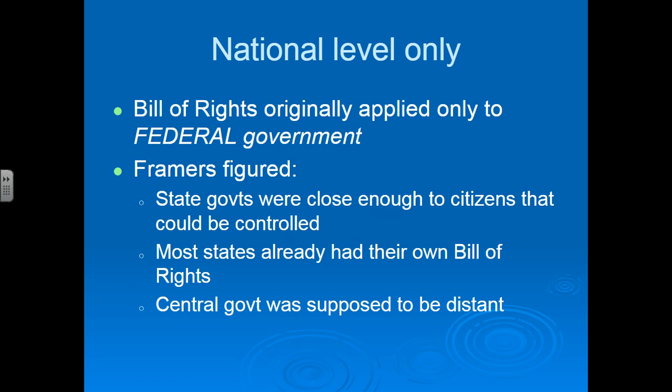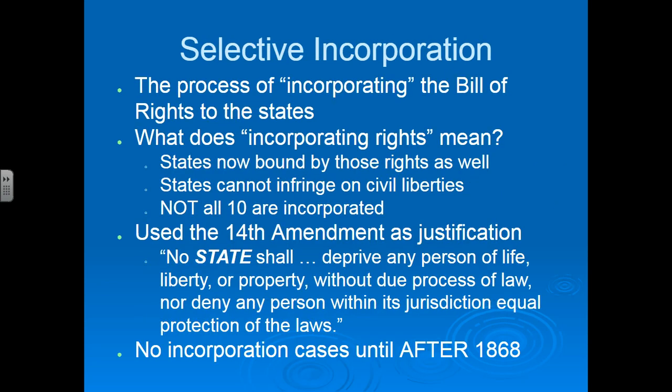And those were rights that only the national government had to follow, not the states. All right, so then comes along this process called selective incorporation. It's a process of, quote, incorporating the Bill of Rights to the states. Okay, cool, what does that mean? Well, when one of the amendments in the Bill of Rights is incorporated to the states, that means the states also are bound by that amendment. So it now provides that the states cannot infringe on civil liberties.